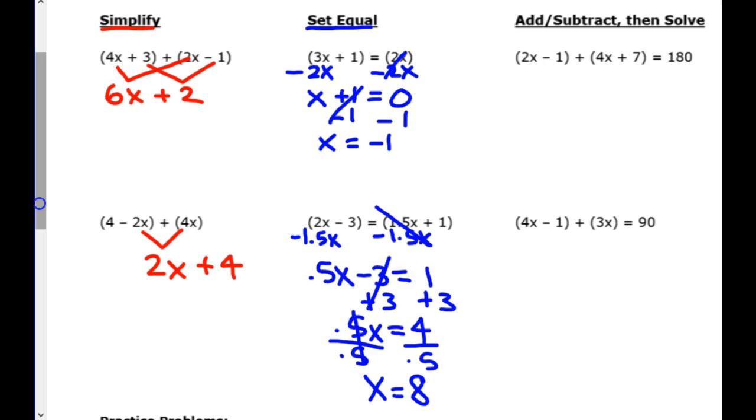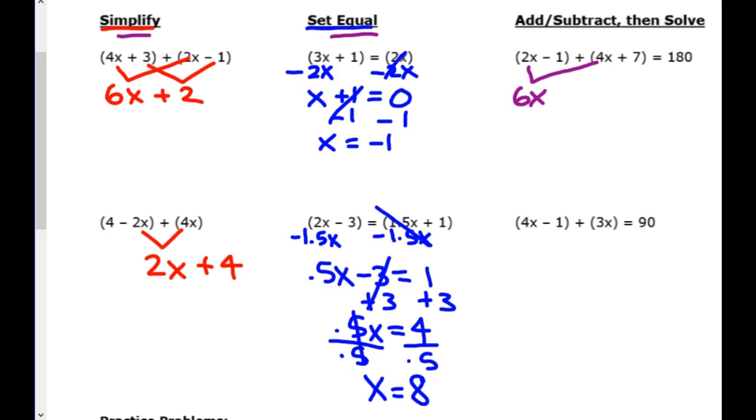Now, these two columns, we're going to combine both of these ideas into the last column, where we're going to add and subtract, then solve. So on the last one, we're going to simplify and then solve for x. First one. I have a whole lot of terms on the left side. Anytime you got a lot of terms, always try to simplify. Always combine like terms first. What are my like terms? 2x and 4x. 2x plus 4x is 6x.